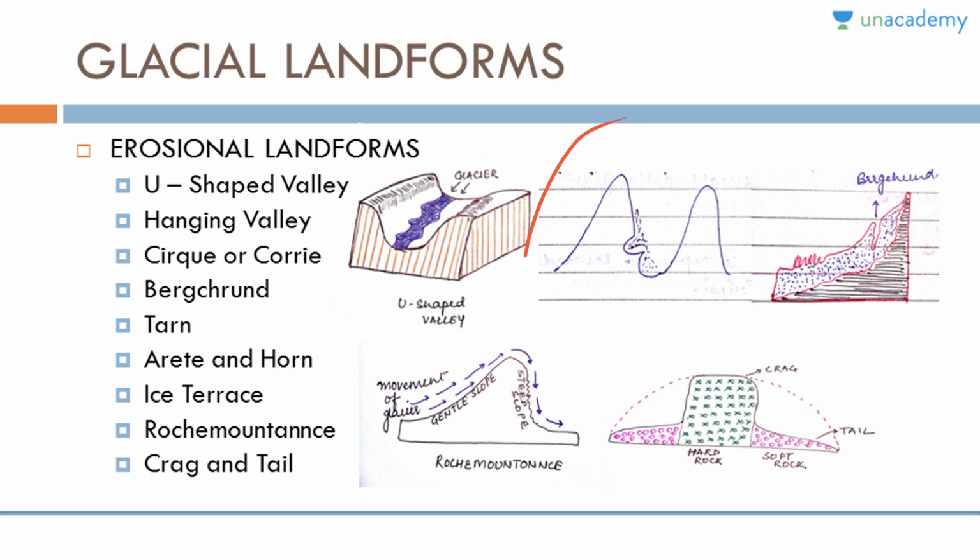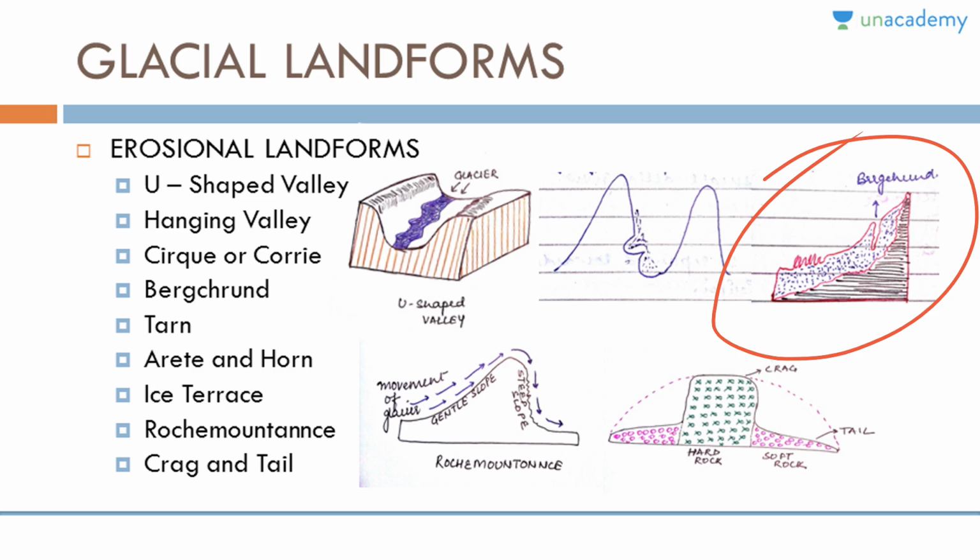Next is hanging valley, which is a tributary valley higher than the main valley and is formed due to different rates of erosion of main valley and the tributary valley. Cirque is an armchair-like structure produced by glacier due to erosion. It is known by different names in different countries. For example, Corrie in Scotland, Cwm in Wales, Carr in Australia, Nish in Sweden, and Jadel in Scandinavia.